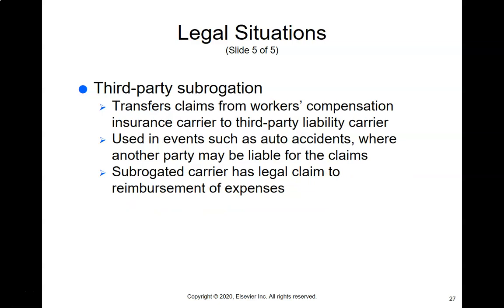Third-party subrogation transfers claims from the workers' compensation insurance carrier to third-party liability carriers. It's used in events such as auto accidents where another party may be liable for the claims. A subrogated carrier has legal claim to reimbursement of expenses.